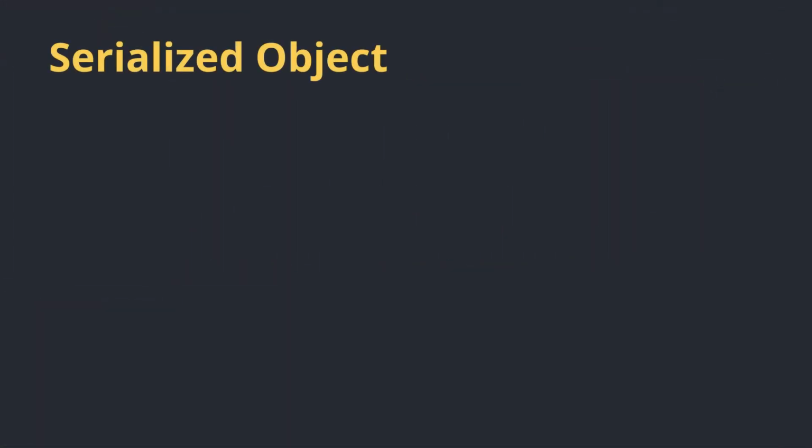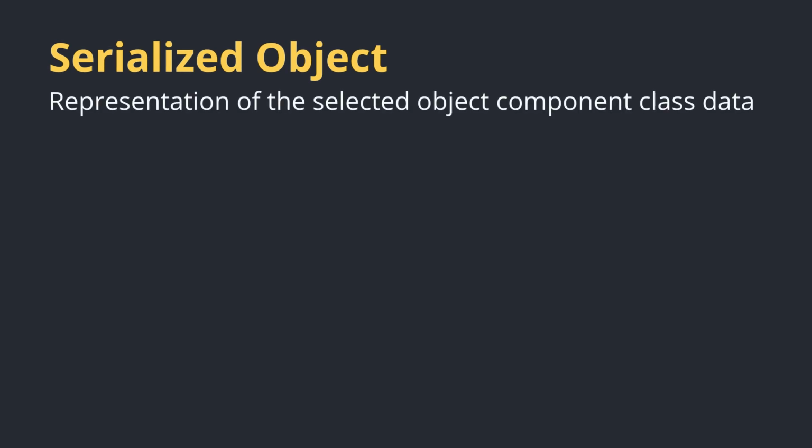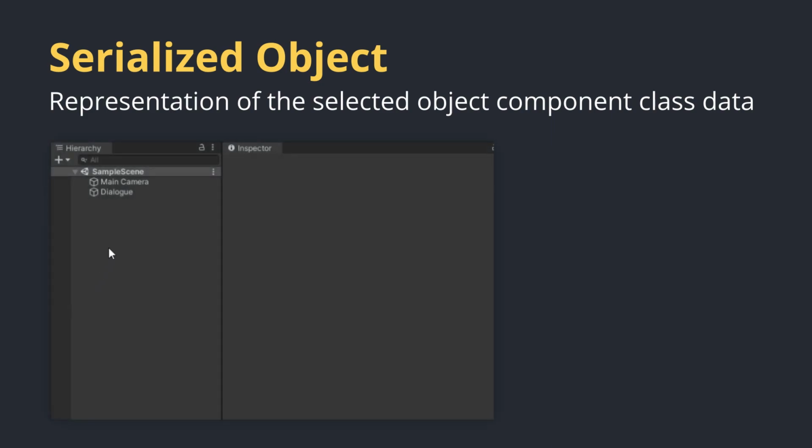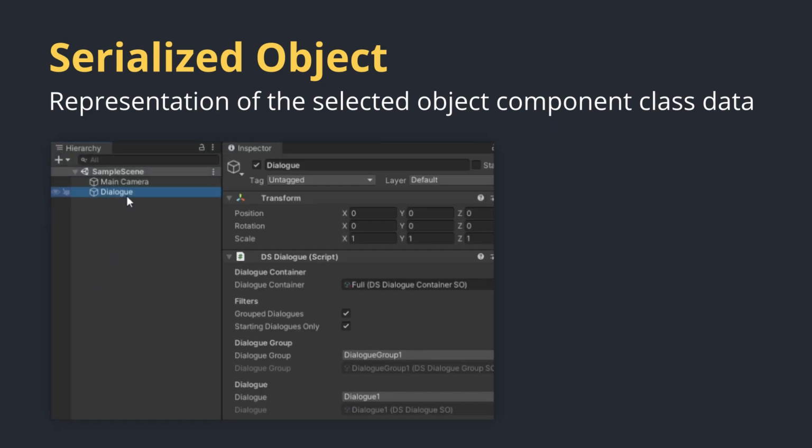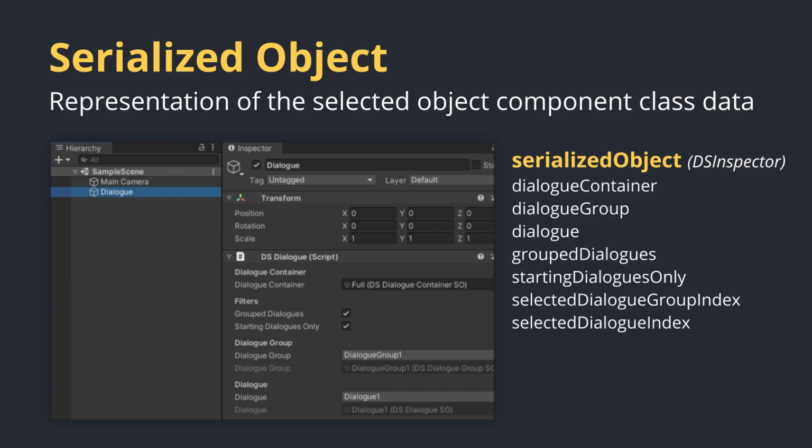The serialized object is simply a representation of the data of our class, which in this case is the DSDialogue class, as that's the class this CustomInspector is for. Whenever we select a game object with this component, the serialized object variable of that component CustomInspector becomes a representation of that specific component data. Because that object is representing that component class data, it means it also has a way to understand what variables that class has and a way to get their values.